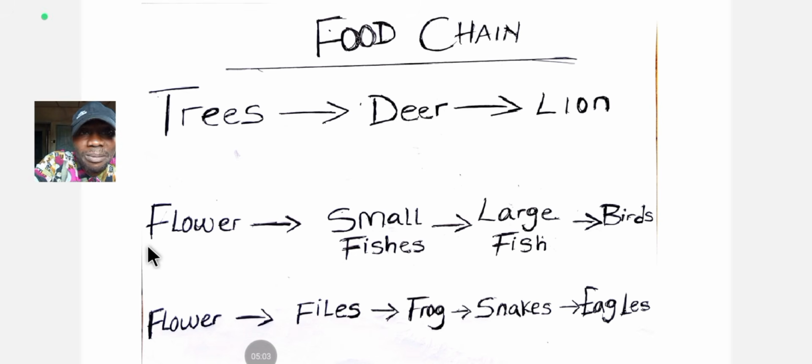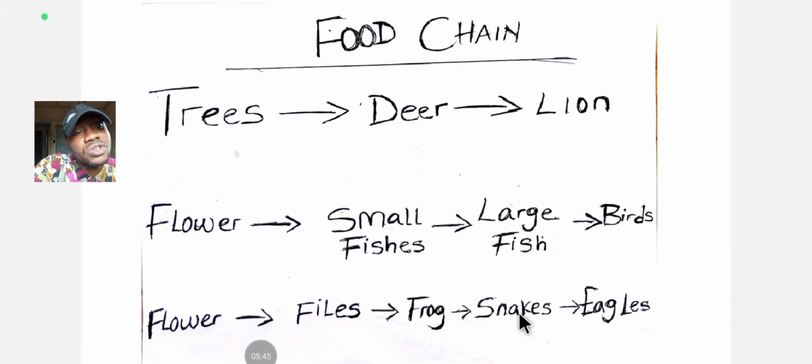You see, so we are back to flower again, from flower to smaller fish. That's it. The next we have here is flower. From flower to flies. Flies feed on flower sap. From flower to flies, then frog will eat fly. If frog eats fly, snake will eat frog. You can see the energy transfer, the nutrients transfer. Snake is carnivorous. If it eats frog, then eagle will eat snake because eagle is a higher carnivorous animal, a bird at that.